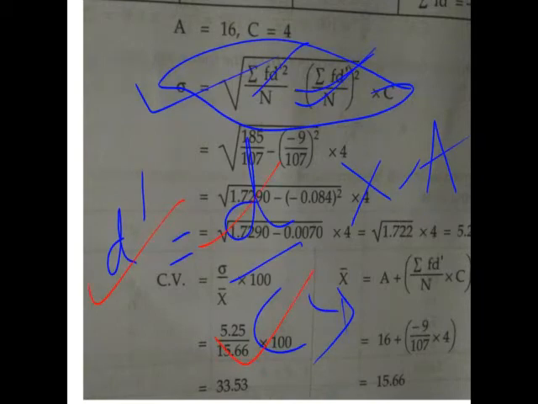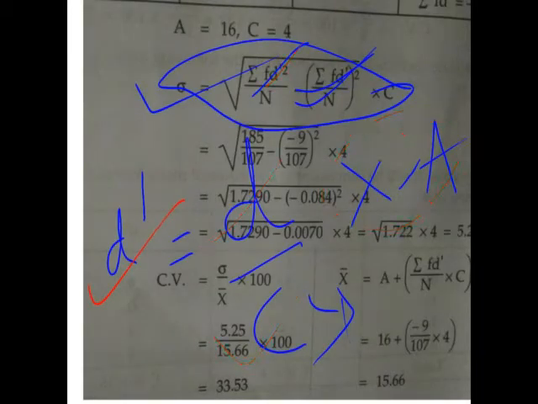Okay, so d dash is equal to d divided by c, where d is equal to x minus a, and c is equal to the common factor. Okay, so it is about the d dash. Here f means your frequency, n means summation of frequency. By using this formula, you can calculate standard deviation if the values are given in the form of frequency.